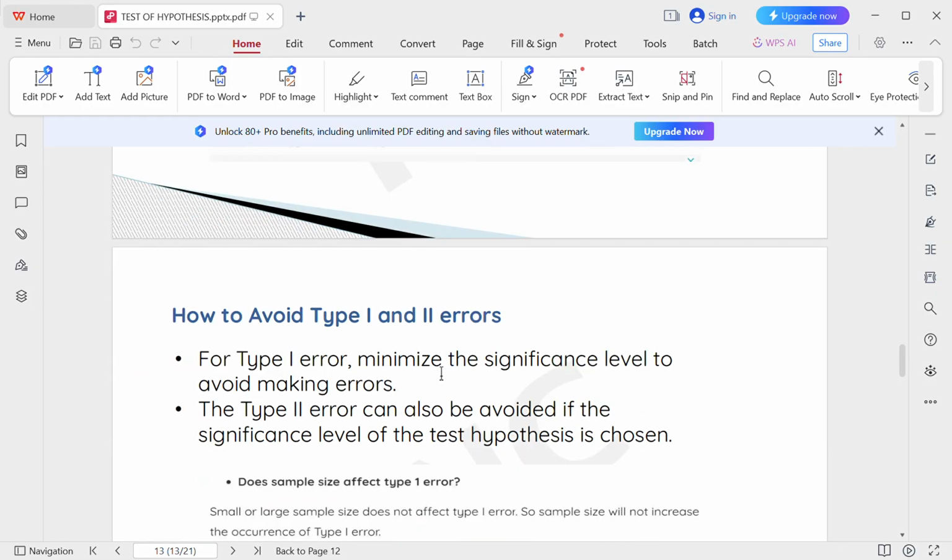How to avoid type 1 and type 2 errors? For type 1 error, minimize the significance level to avoid making errors. So, minimizing alpha means type 1 error can be avoided. Type 2 error can also be avoided if the significance level of the test of hypothesis is chosen well. By choosing alpha, that is the level of significance, we can avoid type 2 error also.